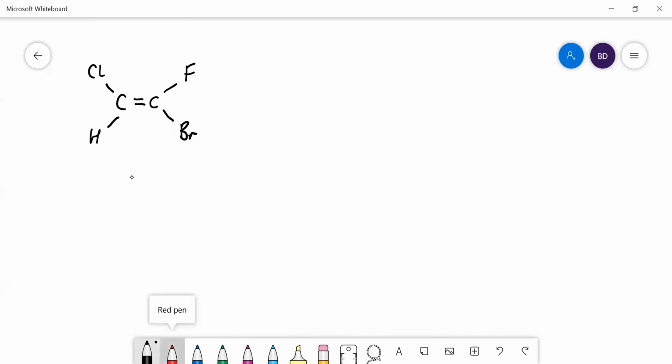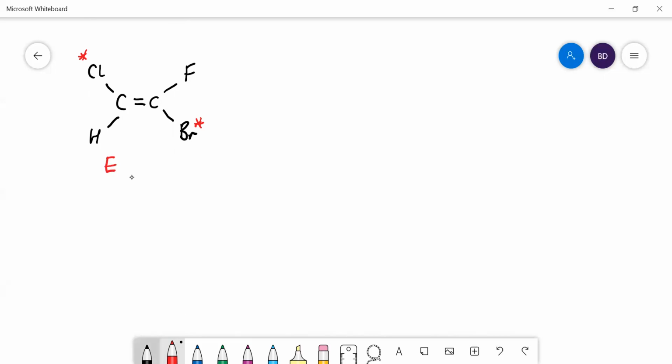So let's see the highest priority with chlorine and hydrogen. Okay, so chlorine is obviously the heaviest one there, and bromine is heavier than fluorine, further down group 7. So the one I've drawn there, the two high priority groups are opposite, so that would be the E form.